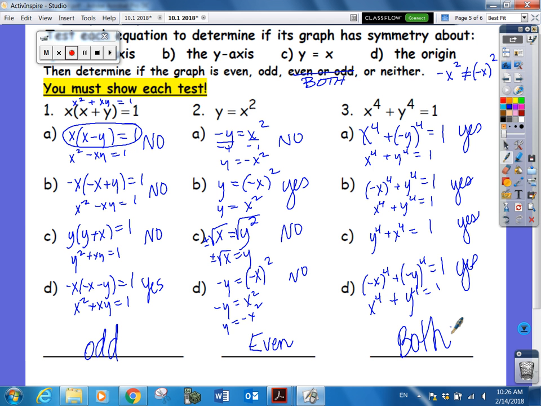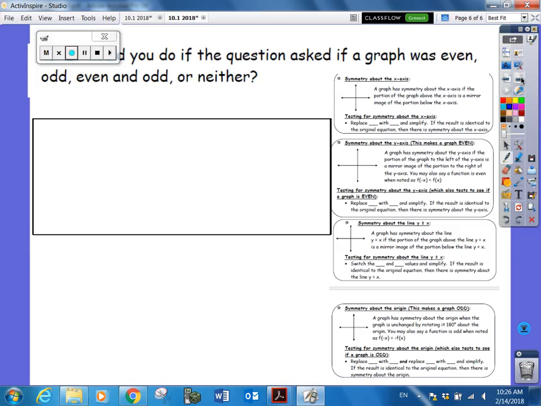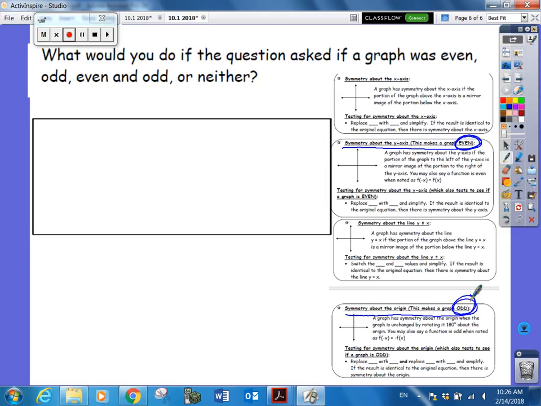Questions about those? All right, and then the last part of your notes right there is just reminding you. I put this on the notes for a reason. If we say, is the graph even, odd, both or neither, the work that we would expect to see is not all four of them. All four of them don't tell you anything. The only ones that matter are symmetry about the y-axis, which tells you if it's even, so that's what you would test for if the question was even. Symmetry about the origin tells you if it's odd. Those are the only two tests you would do.